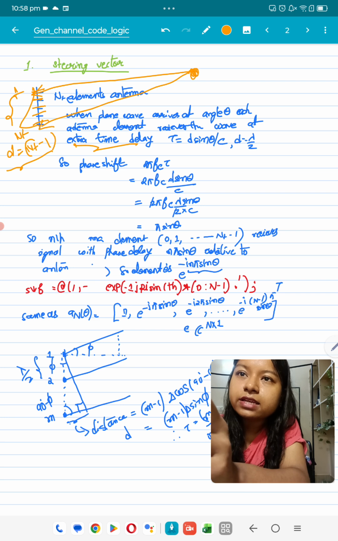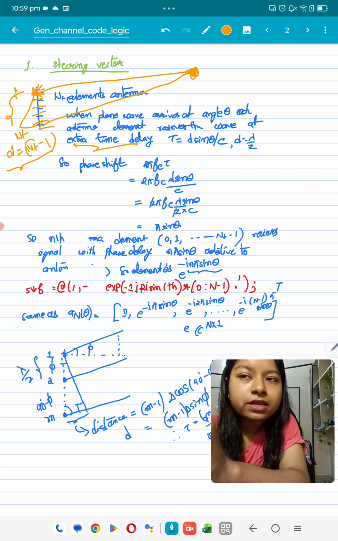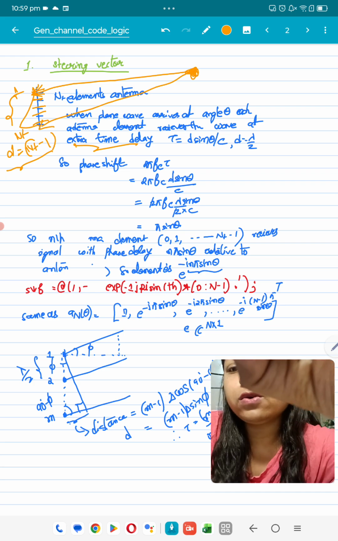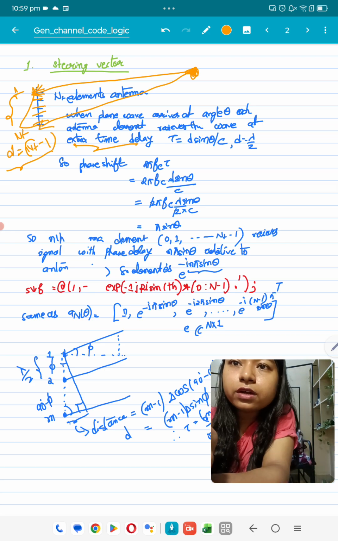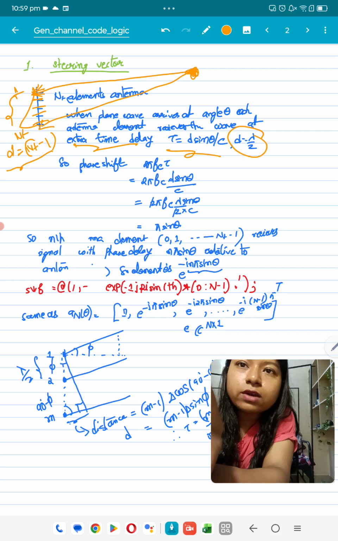The signal that is received at the first element and the signal from the same source that is received at the nth element, there will be some amount of delay, and that delay is tau equal to d sine theta by c, where d is equal to lambda by 2.